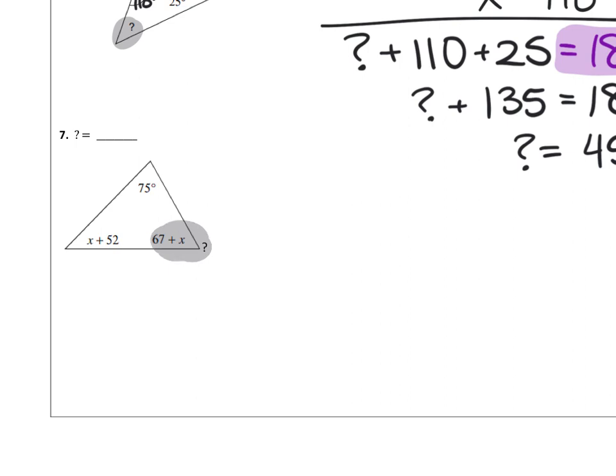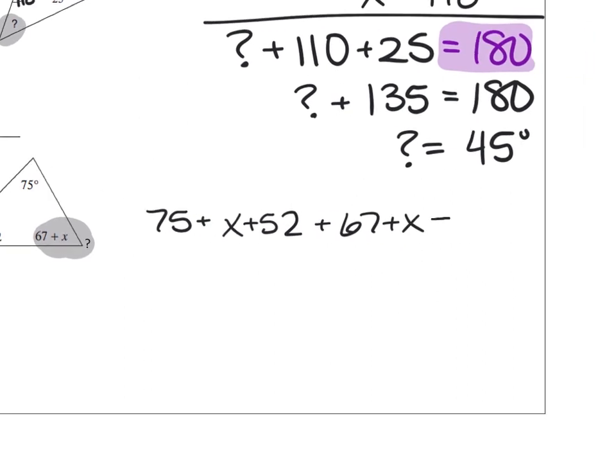We're trying to figure out what this angle is worth. But uh-oh, it's going to be a whole algebra problem because that angle is 67 plus x. Don't worry though. What should all three of these angles add up to? 180. So here we go. We're going to write our equation. We're going to say that first angle at the top, 75, plus the angle at the bottom left, which is x plus 52, plus the angle at the bottom right, which I care about, 67 plus x. If I add all of those up, what is it going to be equal to? 180.